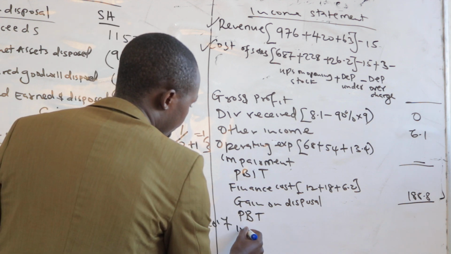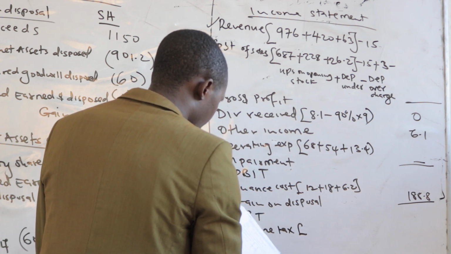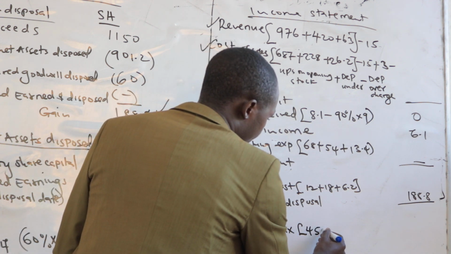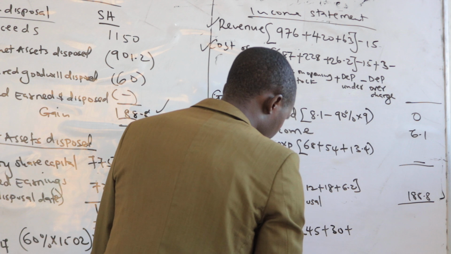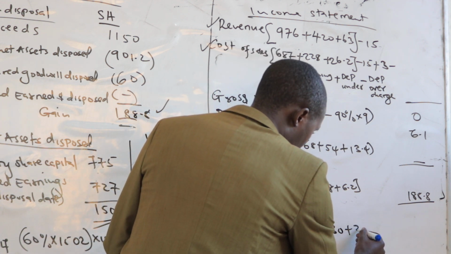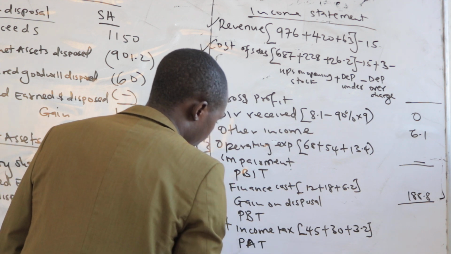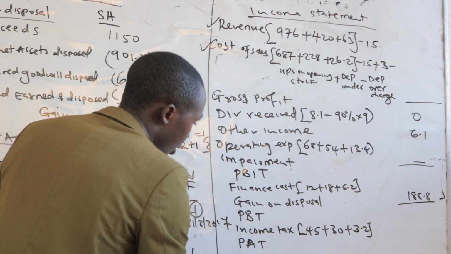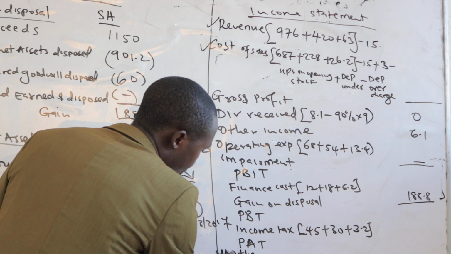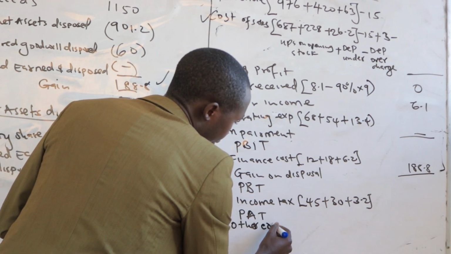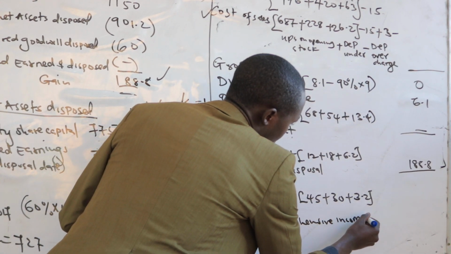After that, I will subtract the income tax. The income tax in that case was 45. I'm supposed to add 45, add 30, then add 3.2, so that we have the profit after tax. After the profit after tax, there are other incomes I see there. So add other comprehensive incomes.